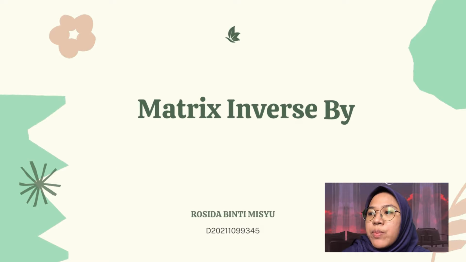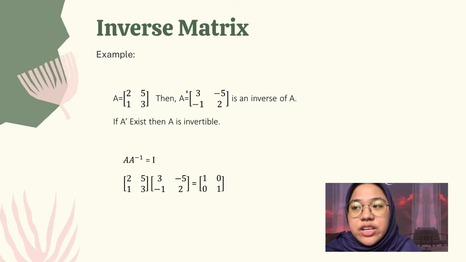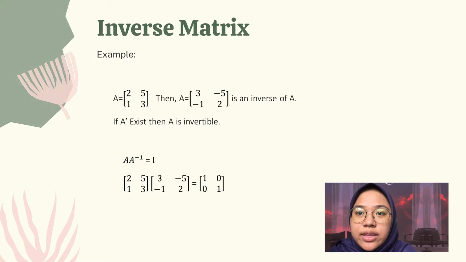Today we're going to learn about matrix inverse by using adjoint method. So what is inverse matrix? Inverse matrix, for example, matrix A [2 5; 1 3], then inverse of matrix A is [3 -5; -1 2]. If A inverse exists, then matrix A is invertible. So, as you can see, the product of matrix A and A inverse equals the identity matrix.